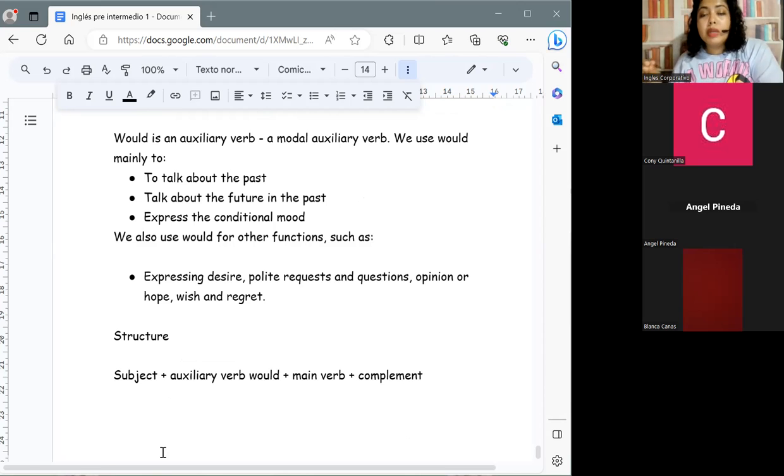En este caso, podemos ver que nuestro auxiliar solo tiene una sola forma. No hay cambios para este. No hay diferentes estructuras, diferentes formas, diferentes reglas. Esta es una sola. Aquí vamos a utilizar el would con todos los pronombres. Tanto primera persona, segunda persona del singular, tercera persona del singular, personas del plural. All of them are the same. Todos ellos son el mismo uso del would.